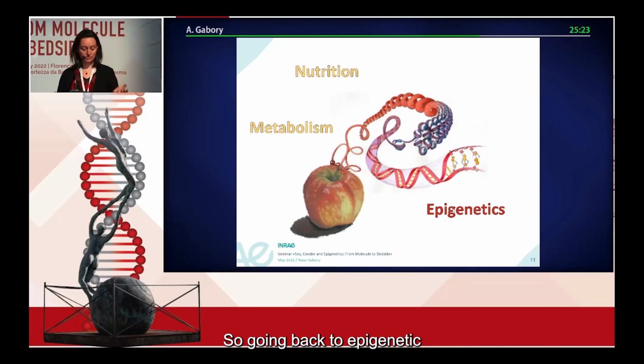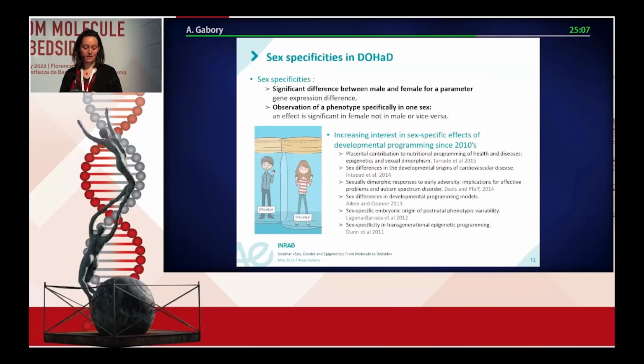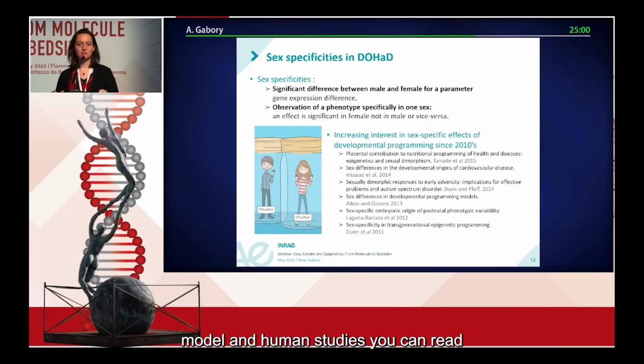So going back to epigenetic nutrition and metabolism, in all the animal models I worked with, when you check for differences between sexes in the offspring, you will find sex differences in the offspring. There are sex specificities in DOHaD in mostly all the animal models and human studies you can read. And sex specificities are significant differences between male and female for a parameter.